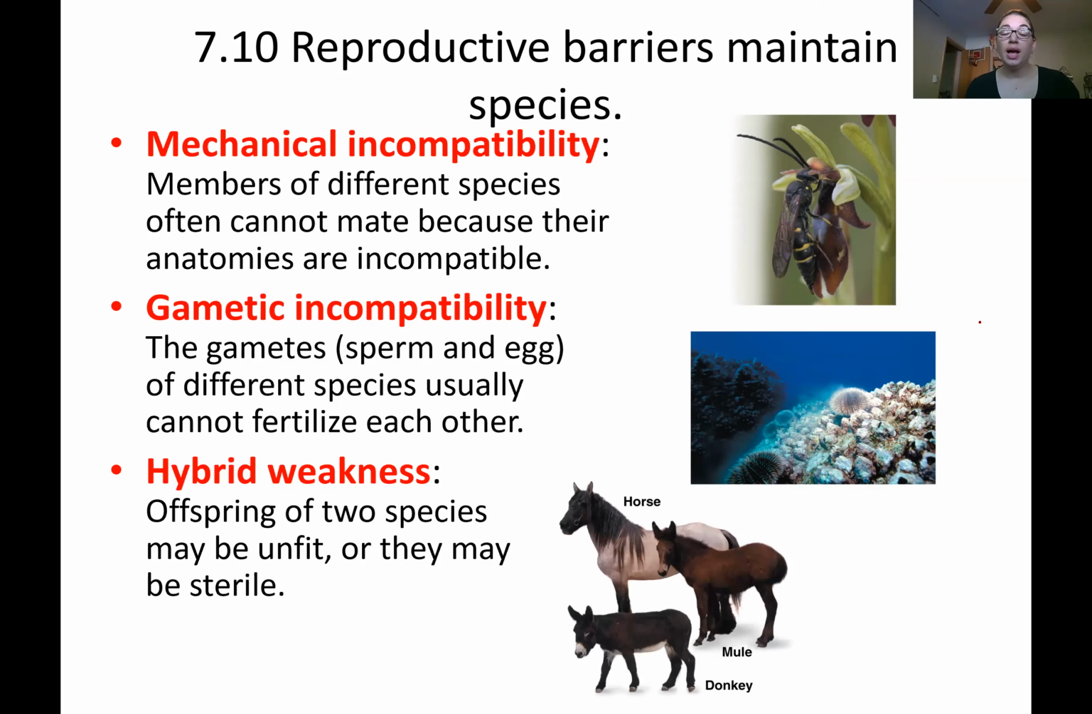And lastly, hybrid weakness. This is where offspring from two different species may be considered unfit. Often they are sterile, or they may have some sort of detriment. And so they are not considered to be fit and are not likely to breed.